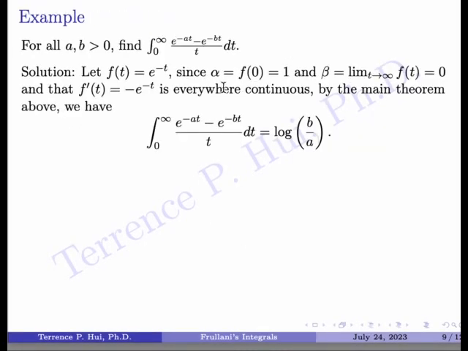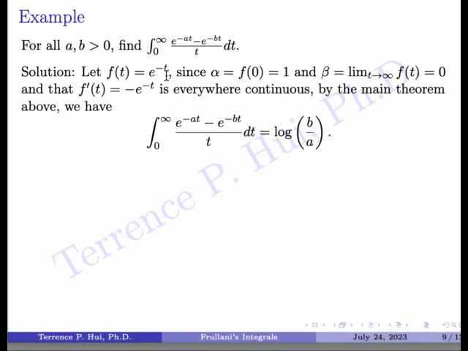Going back to the beginning, when I listed the first example, we want to integrate from 0 to infinity, e to the minus at minus e to the minus bt, all divided by t, where a and b are fixed positive constants. How do you integrate this? Well, if you just eyeball this function, you can say, let f be e to the minus t. Then this is f of at, and this is f of bt.